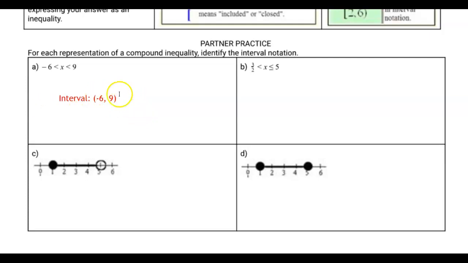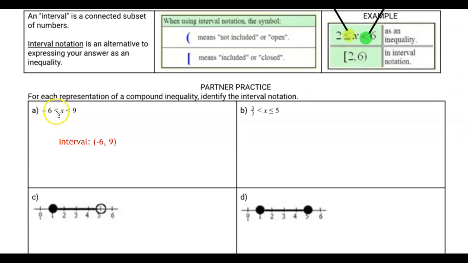Why are these both parentheses or soft brackets? Because there's no equal sign here, and there's no equal sign here, okay? So there's our interval notation. If we had had an equal to on one of these, then we would have used a hard bracket or a square bracket like this, but there's no equal to, there's no equal to, so we use the soft brackets.